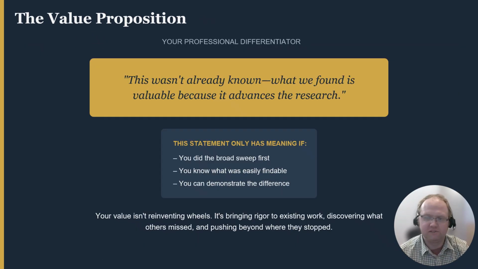The value proposition. As I mentioned, the biggest thing that you can do as a professional, in my opinion, is to make sure that they understand the value of what you've done for them. Being able to say that something wasn't already known, what you found was valuable because it advanced the research in a meaningful way, and you didn't reinvent the wheel, and what you brought was new, original, fresh. You're proving that you added value and didn't duplicate effort needlessly.